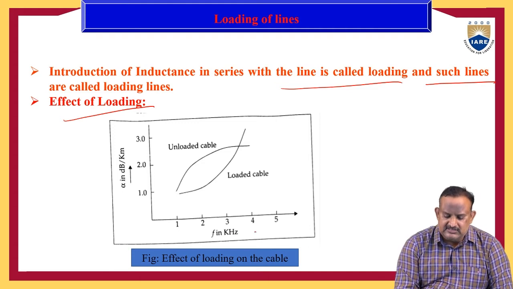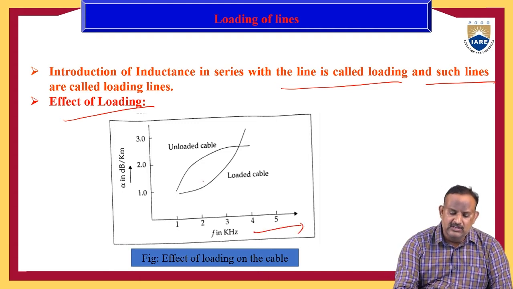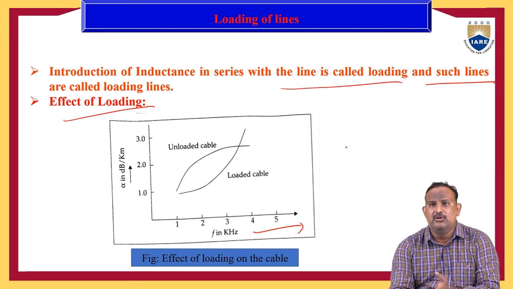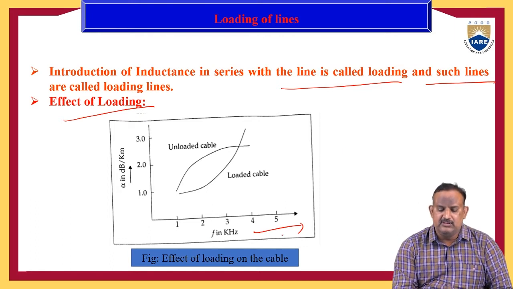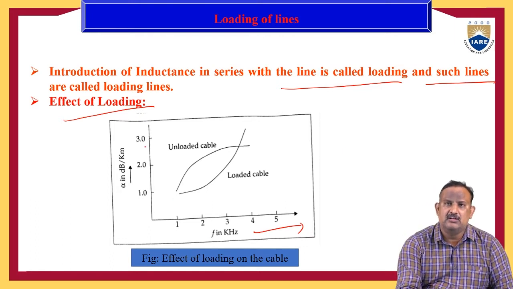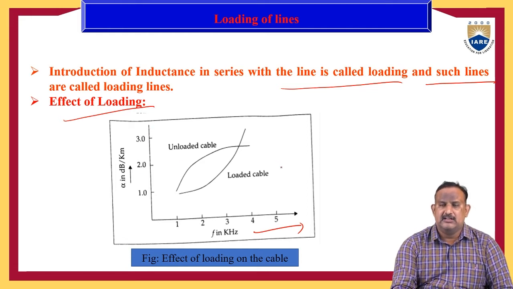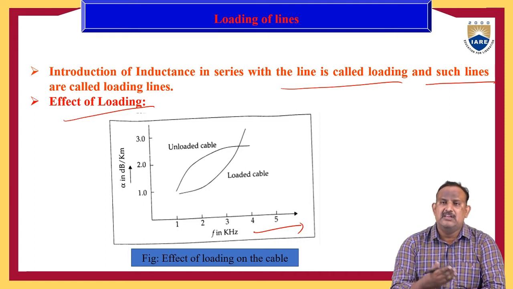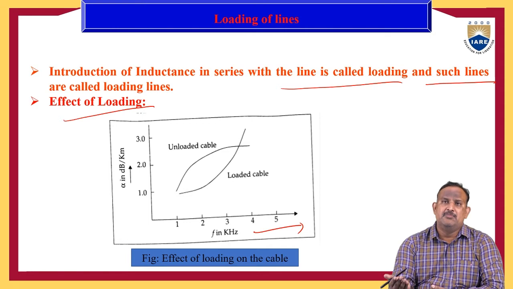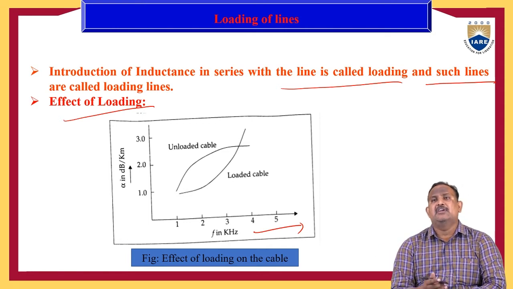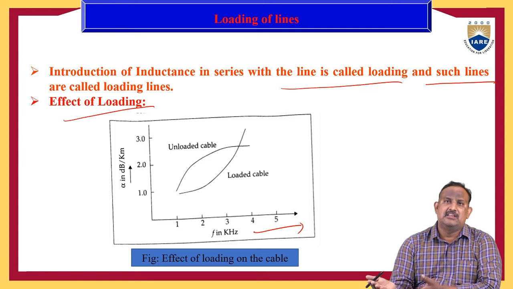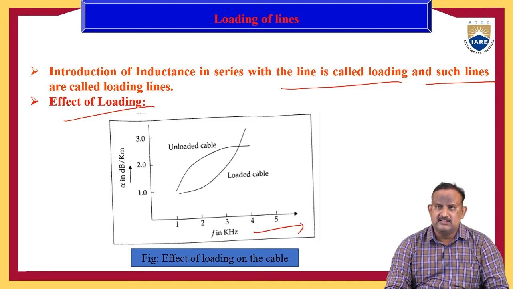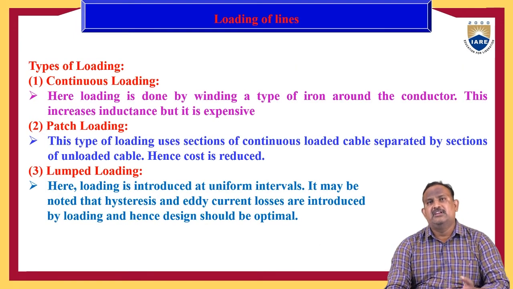As frequency increases with loading, the attenuation increases. If we add loading and then increase the frequency, the attenuation constant increases. For better propagation, we need to keep the attenuation as low as possible. So, to get the minimum attenuation, we need to decrease the loading of a transmission line. If loading decreases, attenuation automatically decreases, and you can have better propagation or better results at the output. There are different types of loading.